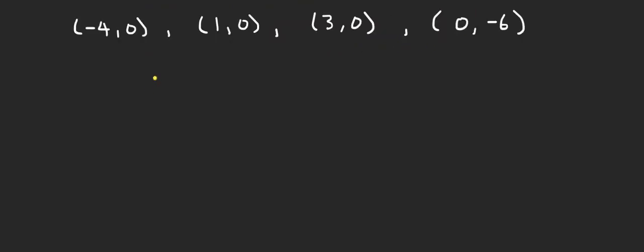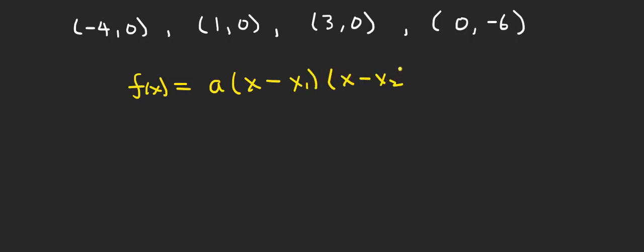Can we find the equation of the polynomial? So let's say they want us to find the cubic polynomial that passes through these 4 points. So it will look something like this. f of x equals a times x minus the first x-intercept, and then x minus the second x-intercept, and x minus the third x-intercept. And here a is the coefficient. Now notice, these 3 are x-intercepts, negative 4, 1, and 3. And what is that? That's the y-intercept.